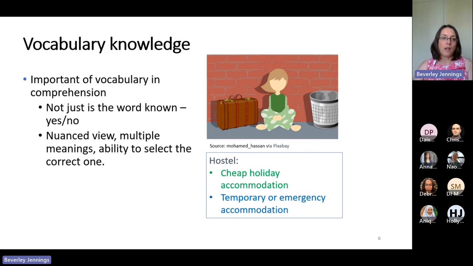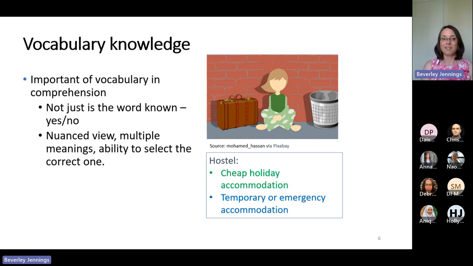And so that highlighted for me the importance of vocabulary knowledge and set me off on my journey of wanting to find out more about that and starting the PhD to look into reading comprehension and vocabulary. So I suppose this is where vocabulary is not just a yes, no answer. It's not just whether you know the word. These students knew the word hostel and they thought that they understood the meaning of it.